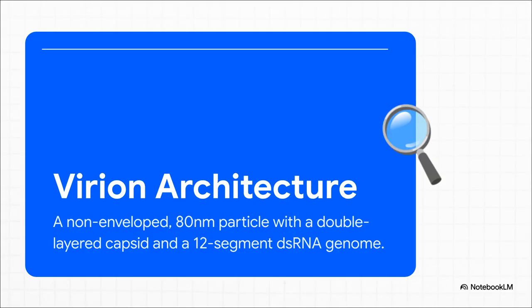Now, the really key feature here, the thing to remember about its architecture, is its genome. It has 12 distinct segments of double-stranded RNA. This segmented nature allows for genetic reassortment if a host gets co-infected with different strains, and that creates this potential for rapid evolution and, you guessed it, can make diagnostics pretty challenging.